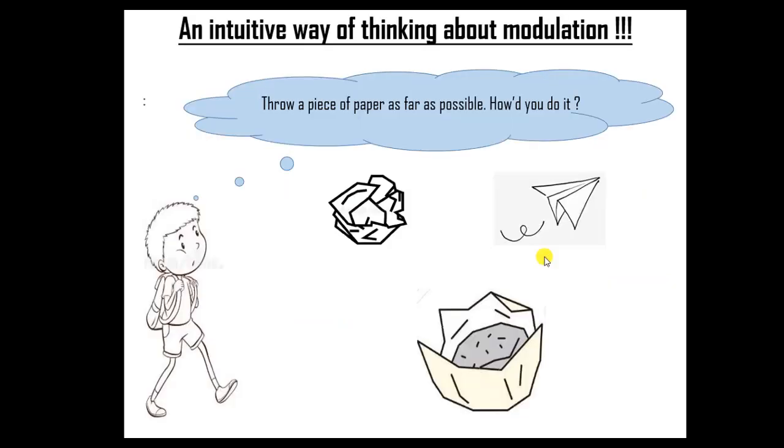Before we begin understanding the technicalities of the process, we'll see an intuitive way to think about modulation. Imagine we have a task, which is to simply throw a piece of paper to a spot, say 100 meters away. We're not allowed to walk to the place. How can we do it? The first way we could think of is to simply roll the paper up like a ball, a crumpled paper ball, and try throwing it.